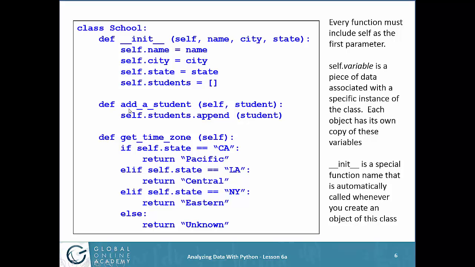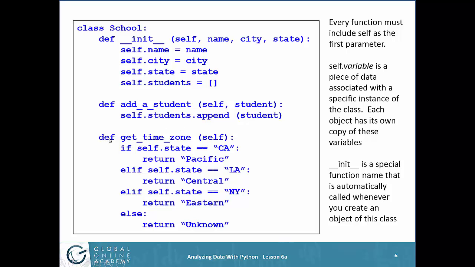But I'm now going to have a function called add a student. First parameter is also self. Then the next parameter is a student's name. Self.students is something that was created up above. Self.students is the list that started out as an empty list, but now I'm going to append to it this student name. And if I call add a student 5 times, I'd be adding 5 elements to my students list.